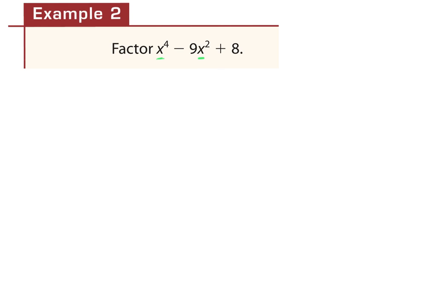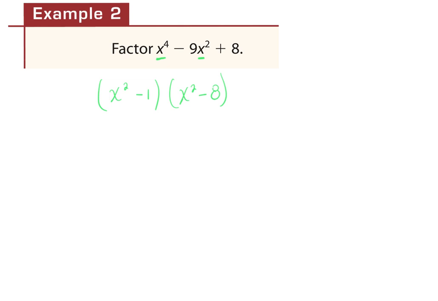So I'm going to look for factors of 8 that add up to give me a negative 9. What are they? Factors of 8 that add up to give me 9. 1 and 8, right? So I'm going to say, instead of x here, I'm going to cut that exponent in half. I'm going to say x squared minus 1, and x squared minus 8. You can check it. Negative 1 times negative 8 is positive 8. Negative 1 plus negative 8 is negative 9.